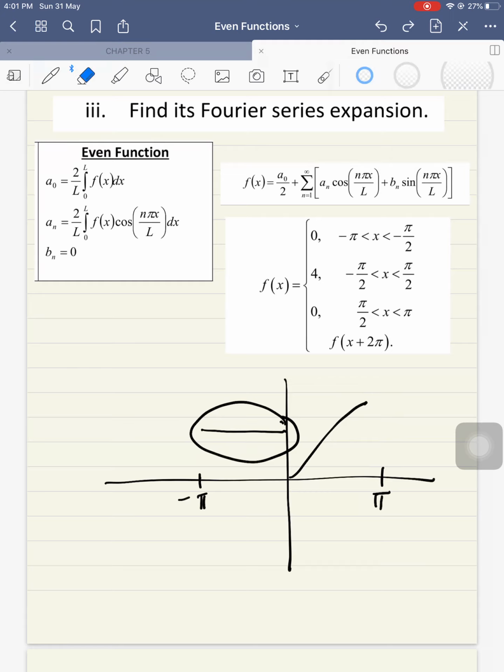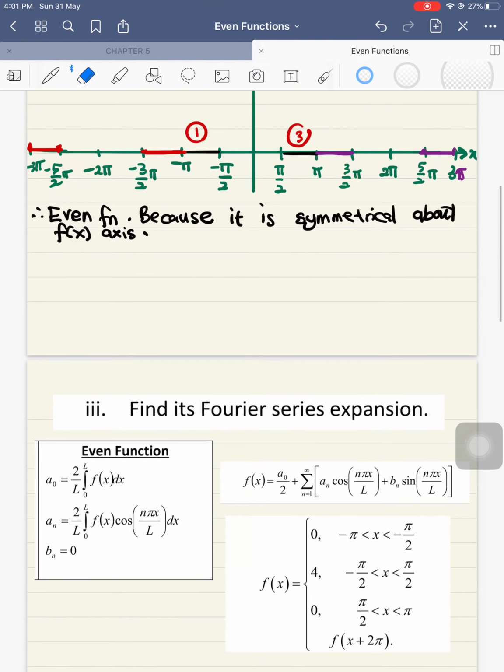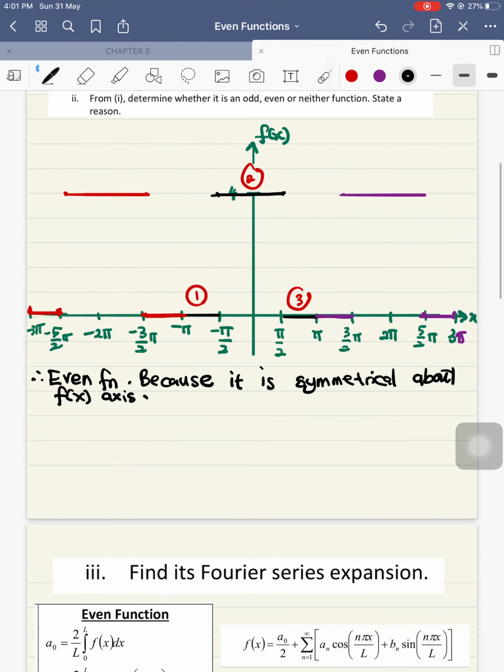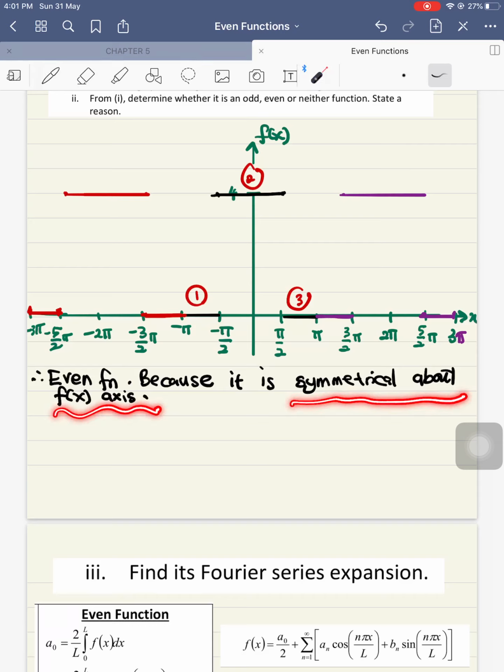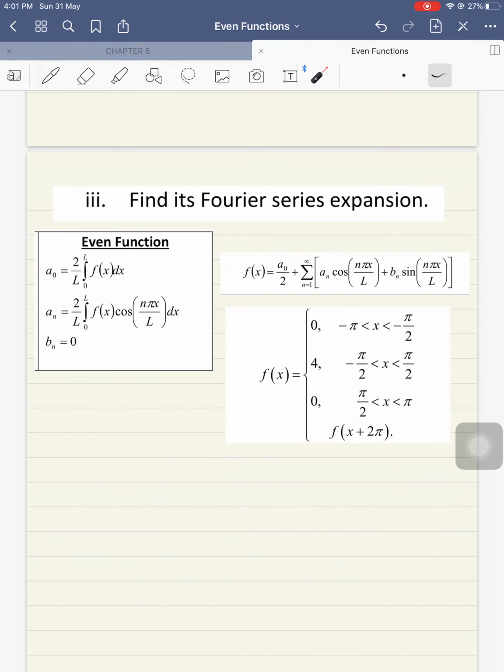But when you deal with an odd or even function, since it is symmetrical, as for this one, it is symmetrical about the f(x) axis, so you can just consider the positive part of this one, then multiply by 2. So that's why in the formula here you have 2 over L, not 1 over L, and here it starts from 0 until L. Okay, so let's try to solve this one.